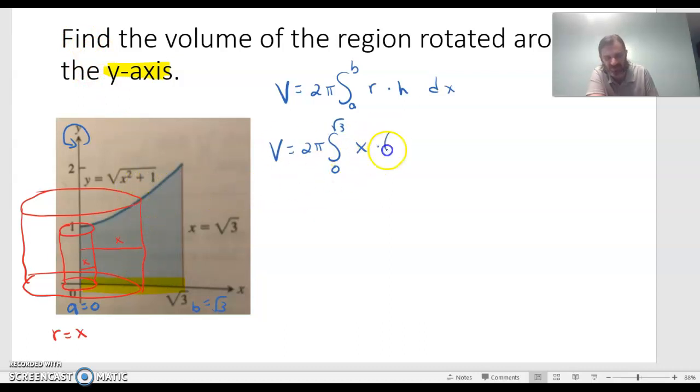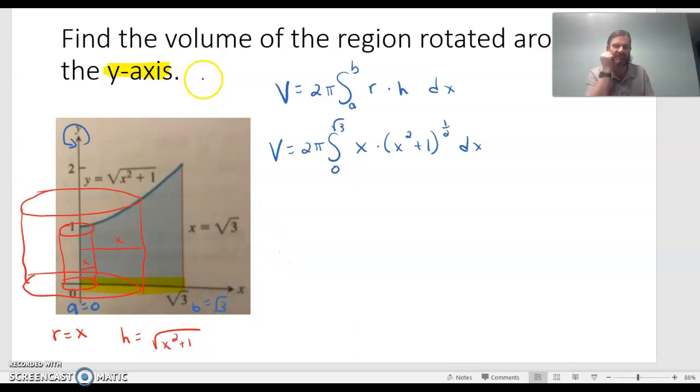So that blue line is the square root of x squared plus 1. So I'm going to write that as to the 1/2 power. So the integral that I get, or the integration that I'm going to do, is 2 pi, and the bounds from 0 to square root of 3, times x times the square root of x squared plus 1 dx. So let me come down here. The height is that square root of x squared plus 1. So I need to integrate that.